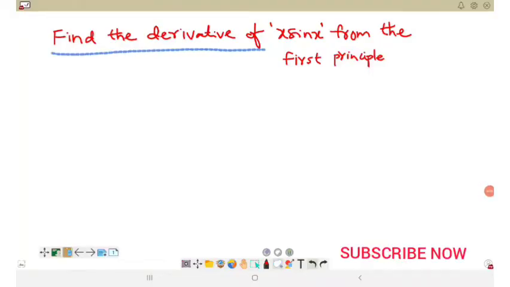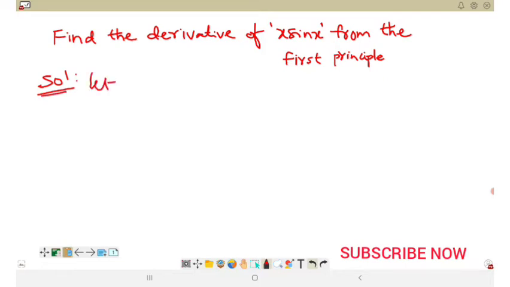Find the derivative of x into sin x from the first principle. Solution is, let the given function is f of x equals x into sin x, and f of x plus h.